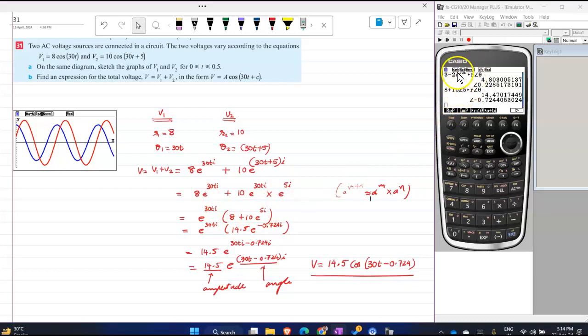I remove e raised to 30ti common. You type this in your calculator. Take care that your calculator is in radian mode. So 8 plus 10 angle 5. Your angle is your argument. You convert this into a single complex number r theta, which you got from the calculator. Then you open the brackets, and your e and e combine into a single power. 14.5 is your modulus, and this is your argument, and this is your final answer basically. 14.5 is the amplitude, and this is your angle.